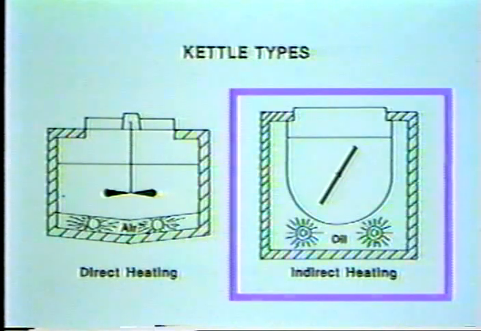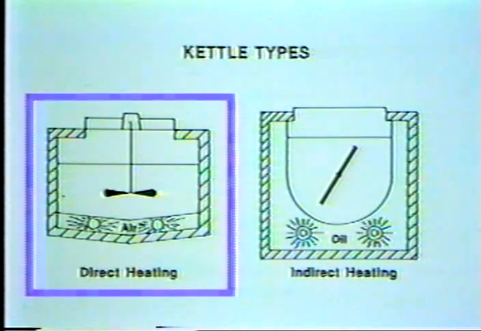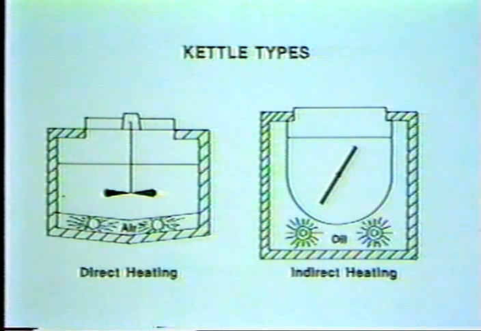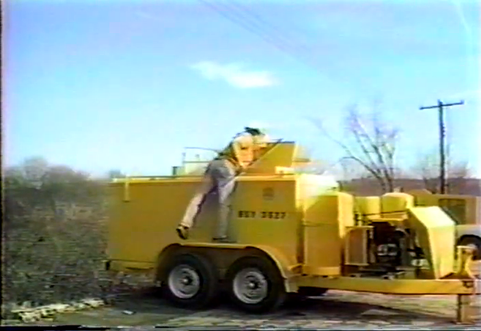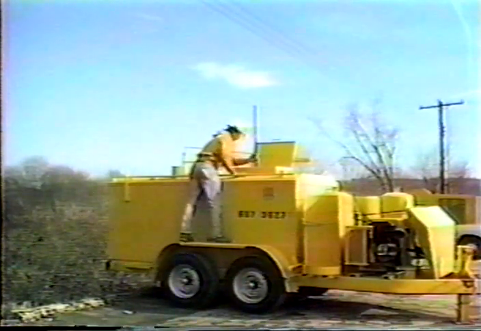They are the indirect heating type or double boiler, where heat is applied to an oil bath, which in turn transfers the heat to the sealant, and the direct heating type, where flame is applied directly to the heating chamber. You must be sure that the kettle being used is the proper one for the material being used. Each kettle should have a dipstick for measuring the amount of sealant in the kettle.